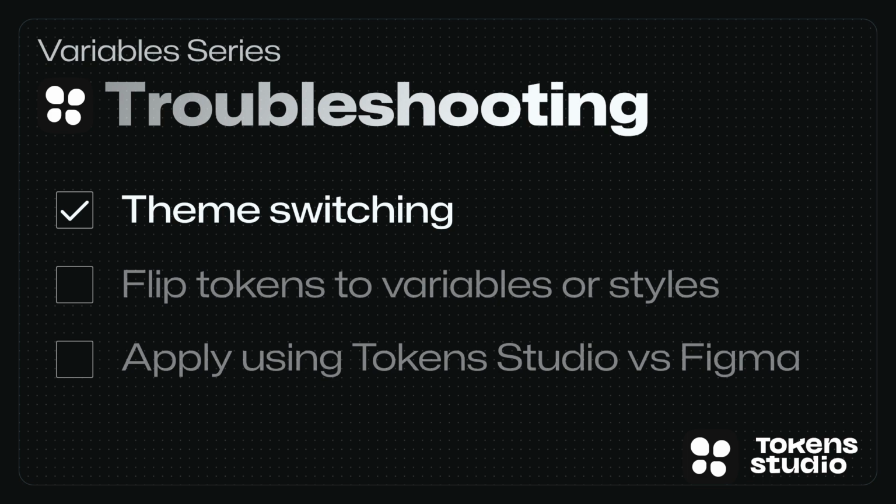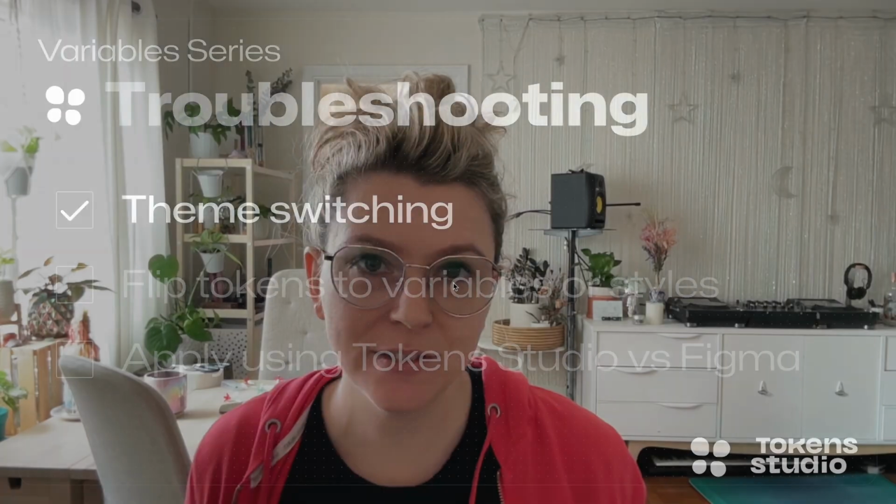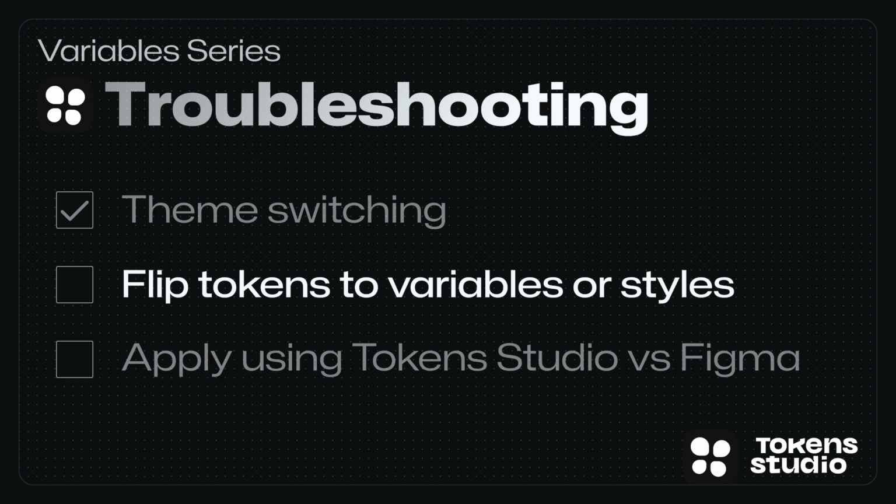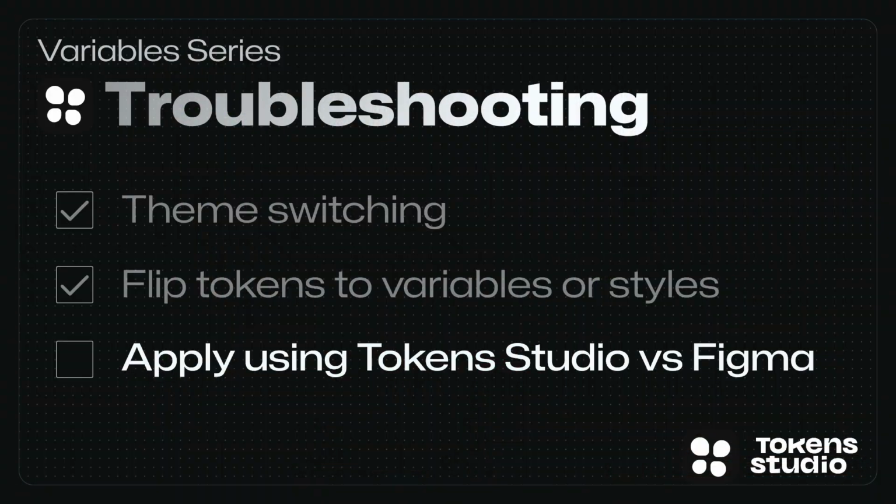How can I get theme switching to work once I've created variables? And I want to apply tokens to new design elements, but I want my product designers to see the variables instead of raw hex codes or maybe even styles. And I'm also curious about what happens for elements that have tokens applied previously and I want to just flip them over to variables very quickly. Should I be using variables or should I be using tokens? And when do styles even matter? So I'm going to talk about that now.